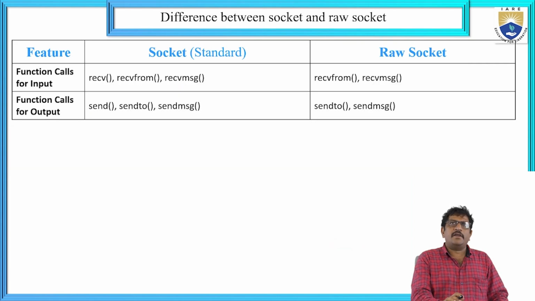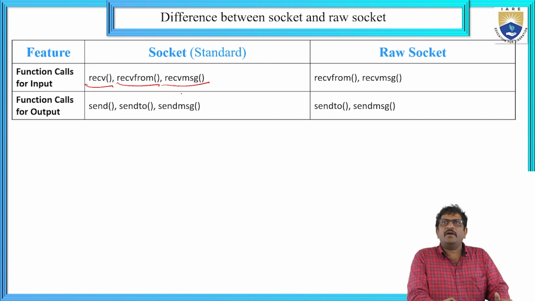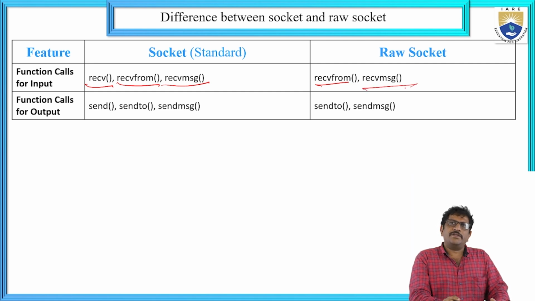Function calls. Generally in socket standards, we are using function calls such as receive, receive from, and receive message. These are the functions we utilize. In raw sockets, we utilize receive from and receive message. Receive from indicates we are receiving the data from a particular expected device only.